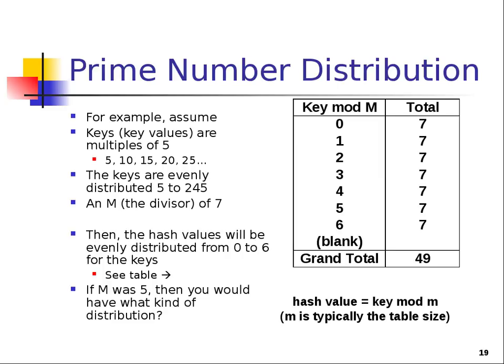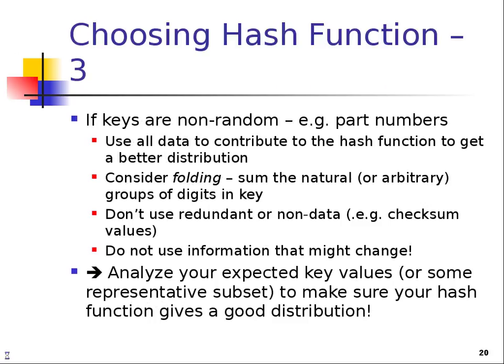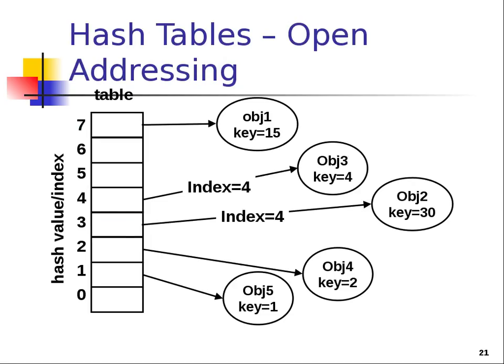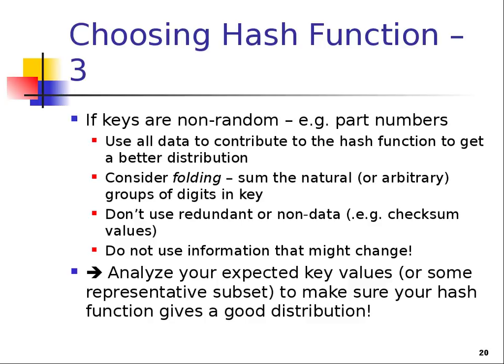Not important. Okay, now what if m was 5? What kind of distribution would we have? What's 5 mod 5? What's 10 mod 5? What's 15 mod 5? So where would all the items go? Do we want that? No. It was 20. We missed 20. Oh, 20, that's what happened.